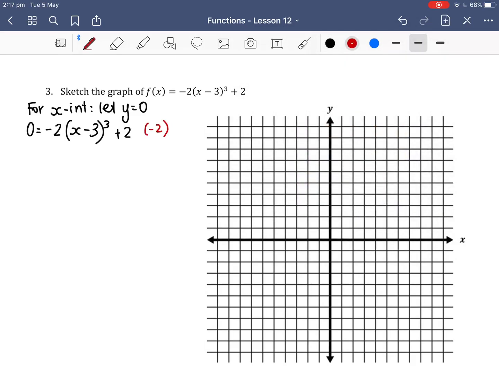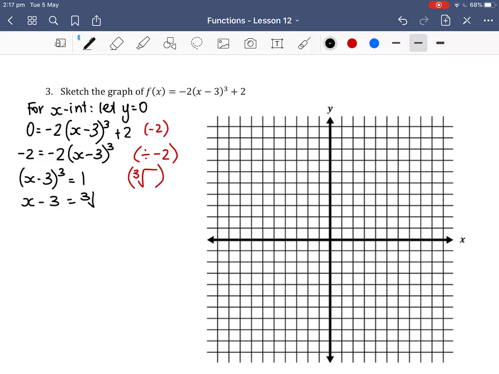So we're going to minus 2 from both sides. So we'll have minus 2 equals minus 2 bracket x minus 3 all cubed. We're then going to divide both sides by negative 2, so that we'll get x minus 3 all cubed equals 1. We're then going to cube root both sides. So we'll get x minus 3 equals the cube root of 1, which just equals 1. And then we're going to plus 3 to both sides as well. So we'll get x equals 4. So therefore, our x-intercept equals 4.